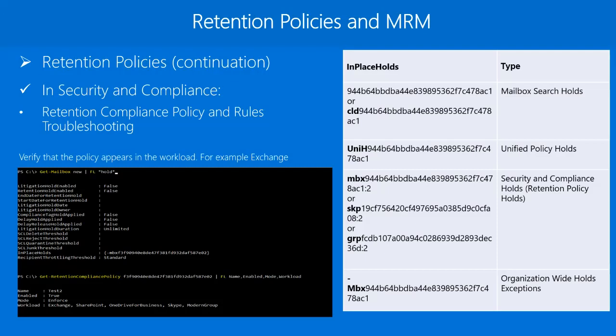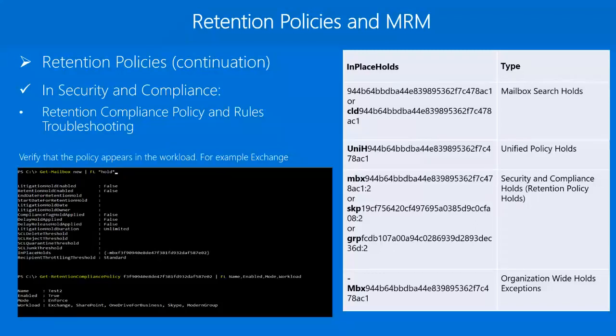Here you can also run Get-Mailbox piped to Format-List, which will give you the in-place hold details about the mailbox. We can also run the PowerShell command Get-OrganizationConfig piped to Format-List to identify org-wide hold applied to the mailboxes. The in-place hold attribute can have different values depending on the type of hold applied. On the right hand side of the slide, I have mentioned the different types of hold which are available in Office 365. Starting with mailbox search hold, this will have a format of GUID with a symbol.